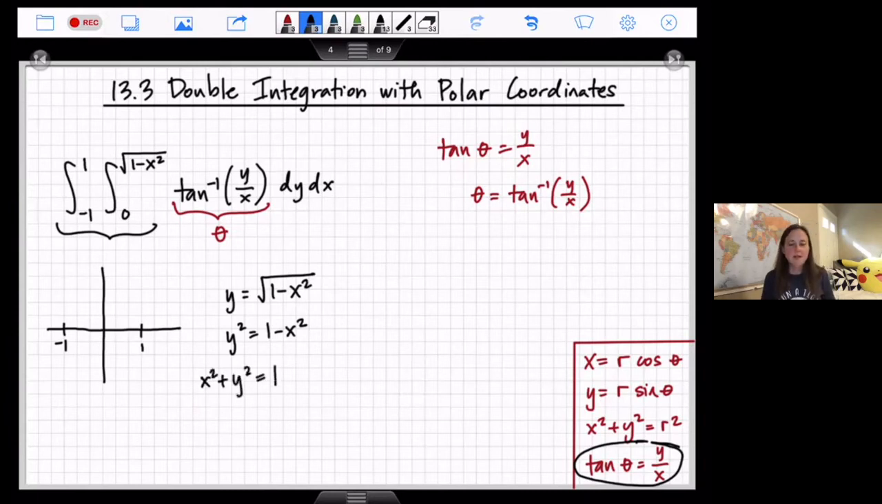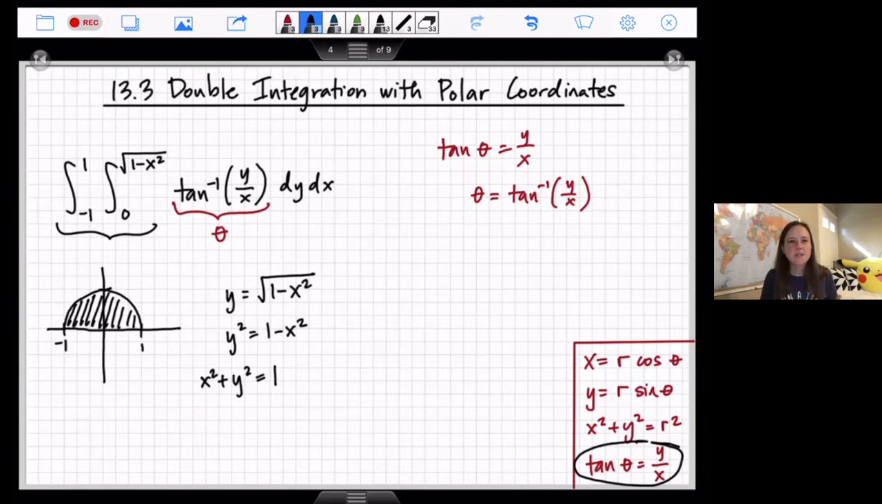And we do recognize that equation. That's the equation of a circle centered at the origin. It has a radius of 1. So let's go ahead and draw that. Y is going from 0 to that curve, so it's the top half, kind of a semicircle. And that's the region that we're asked to integrate over.